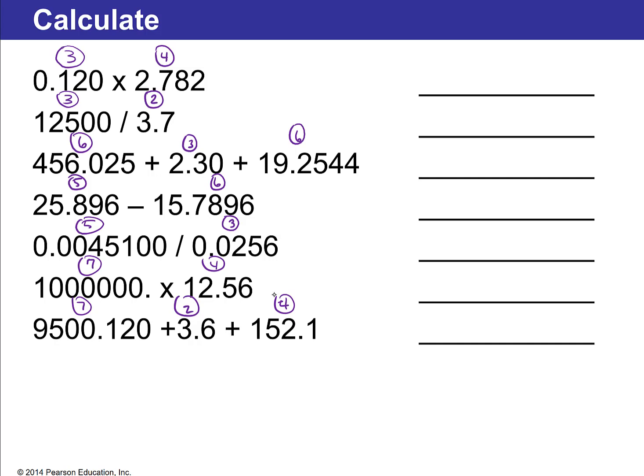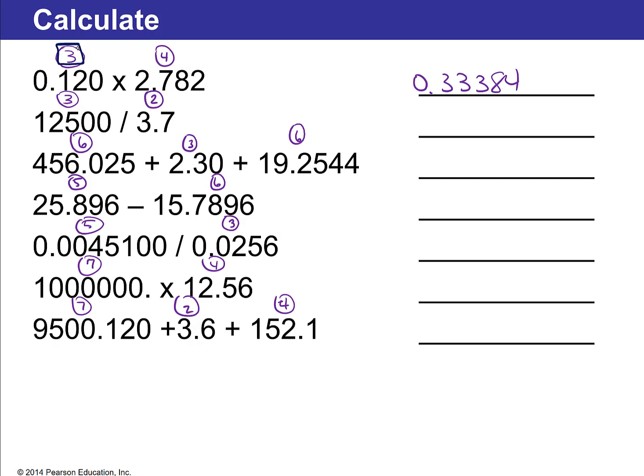Okay, so the first one, do the math. 0.12, and if you need a calculator, I have lots of calculators. You can use your phone if you need to. 2.782. So I got 0.33384. Can I keep all of those? No. What do I have to round to? How many significant figures do I have to round to? Because of this one. Okay? You're going to round in multiplication and division. You round to the fewest number of significant figures in the problem. So 3 is going to be the governing number.